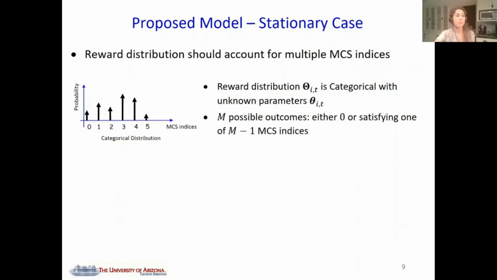So now let's go into more of the details of our model. The reward distribution that we use should account for multiple MCS indices because we're going to be doing rate selection as well. That means that the reward distribution needs to be multi-dimensional. A suitable reward distribution here is the categorical distribution, which is a generic distribution, and actually it can be used to model any discrete random variable. In our case, our categorical distribution will be m-dimensional, which corresponds to m possible outcomes. So it could mean a transmission failure or satisfying one of the m-1 MCS indices.